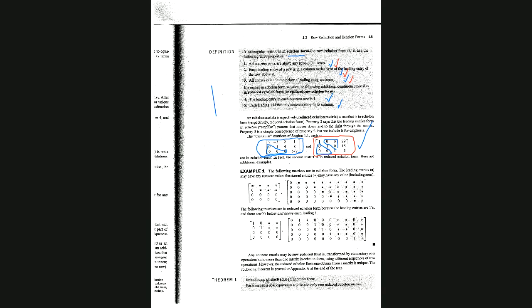The left matrix is in echelon form. The right matrix is in reduced echelon form. Now, in example 1, they say the following matrices are in echelon form. And what they're doing is the boxed entries have non-zero values. The starred entries have any value. Okay, so the first 2 matrices are in echelon form, and then the next 2 matrices are in reduced echelon form.